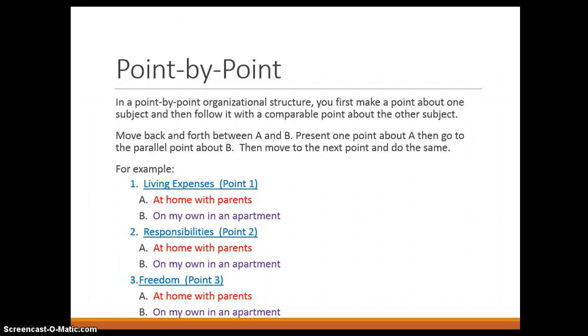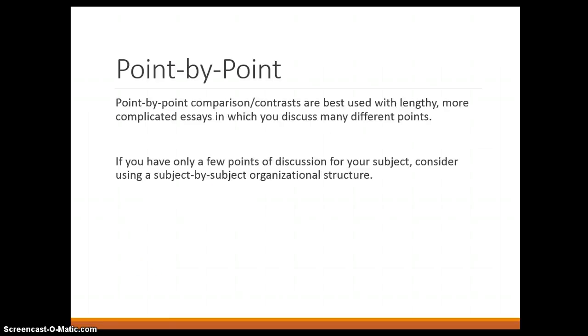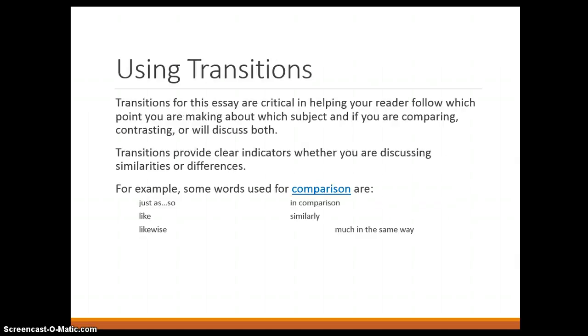The next one is a little bit different. In a point-by-point organizational pattern, you make the point about one subject and then follow it with a comparable point about the other. So, for instance, you're talking about the living expenses. You're going to talk about what that's like at home with parents and living out on your own. And then responsibilities, the same thing. You go back and forth, so you can see that there's a difference in the patterns there. And that just tells you the same thing that I just told you.